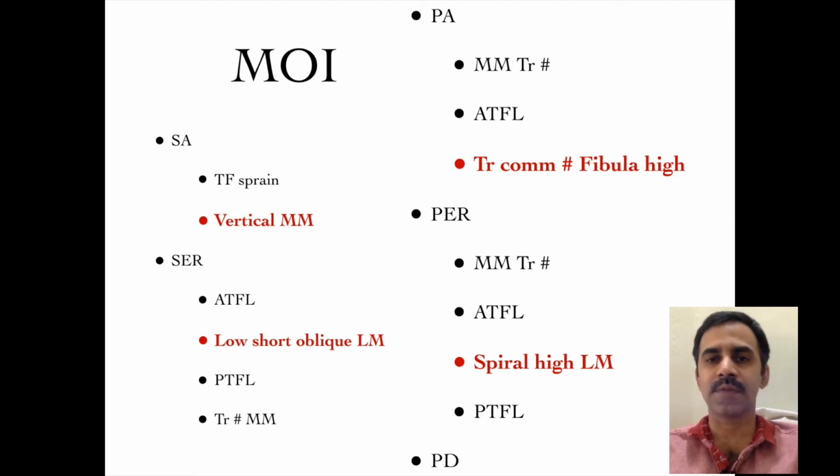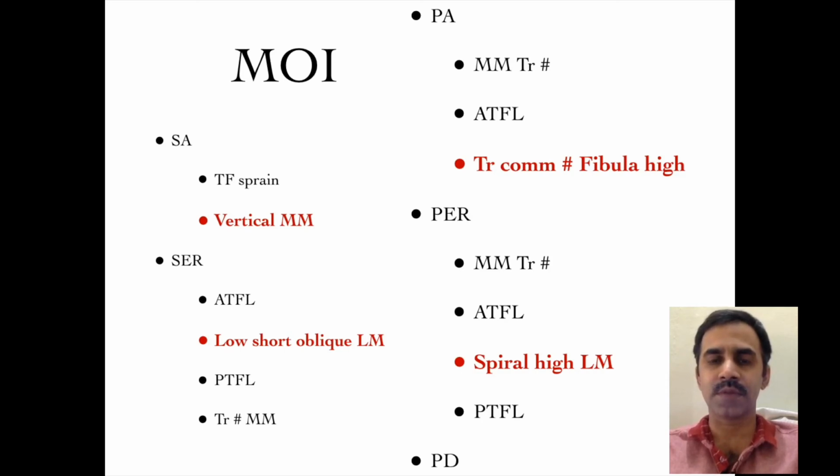In case of pronation injury, the medial malleolus will be the first one to be injured. Of course, there will be a transverse fracture of the medial malleolus. The vertical fracture is usually seen only in supination adduction injury. So the injury starts as a transverse fracture of the medial malleolus, then injury to the ATFL, and then there will be a transverse comminuted fracture of the fibula, which is high.